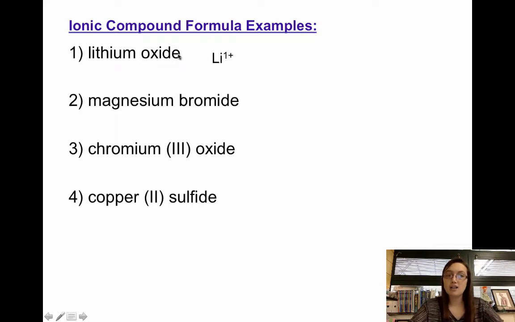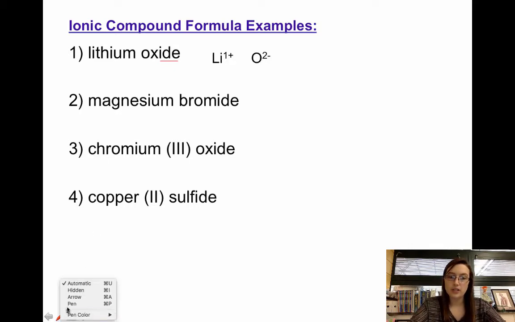And then oxide. When we are looking at naming, when we see IDE, that means that it's an anion directly from the periodic table. So this IDE means that I'm looking at ox-something on the periodic table, which in this case would be oxygen. So oxygen is O2-, because oxygen's family forms a -2 or 2- charge.